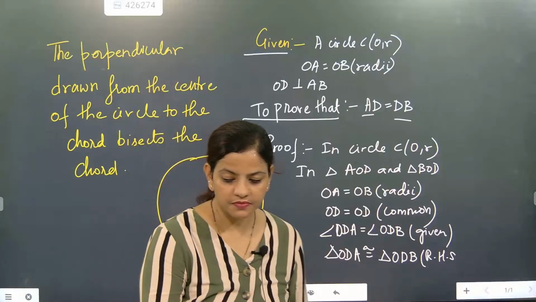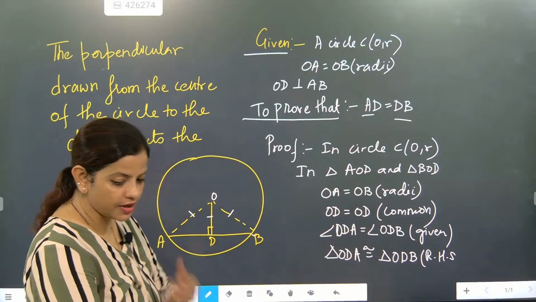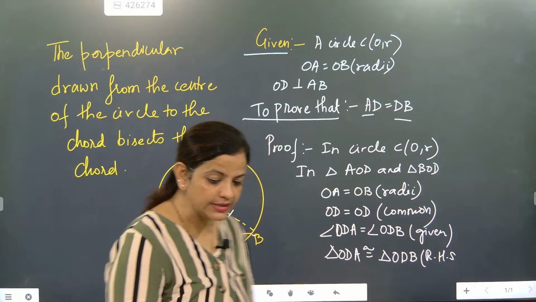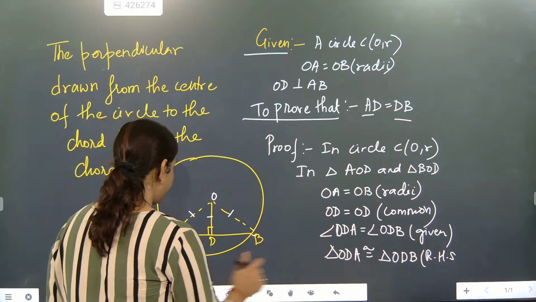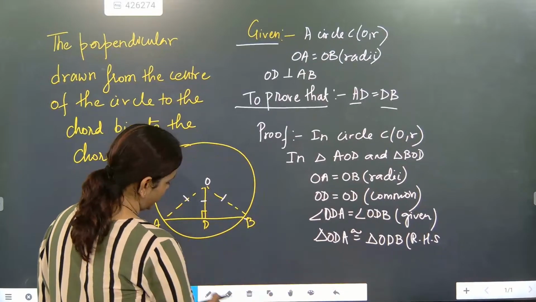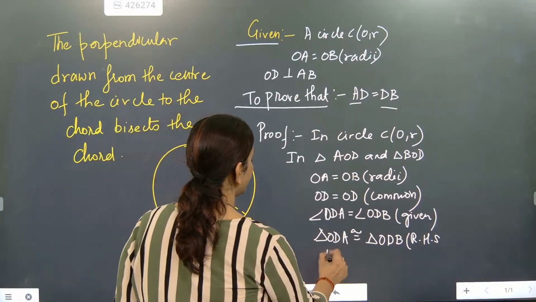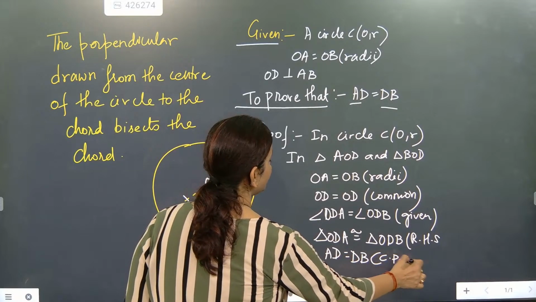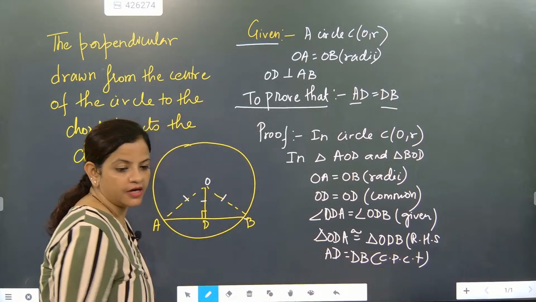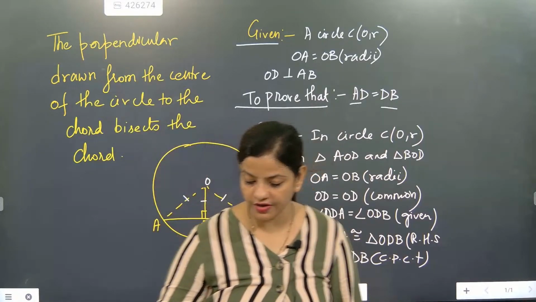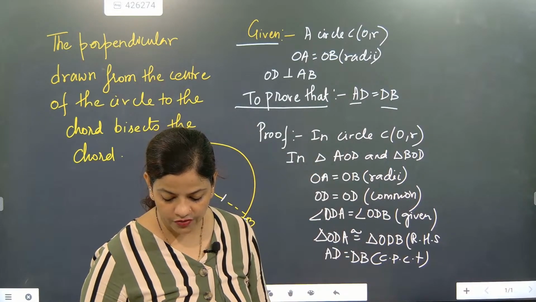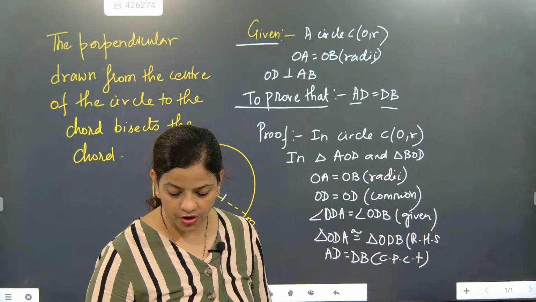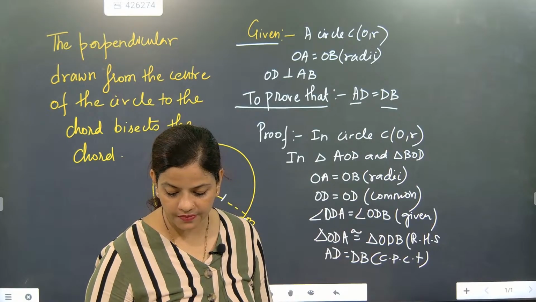Suryakala, hi. That is exactly given. Once you have taken this part, you need to do only one thing. You need to write AD is equal to DB by CPCT, corresponding parts of congruent triangles.